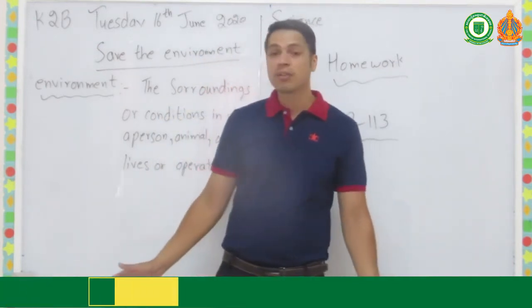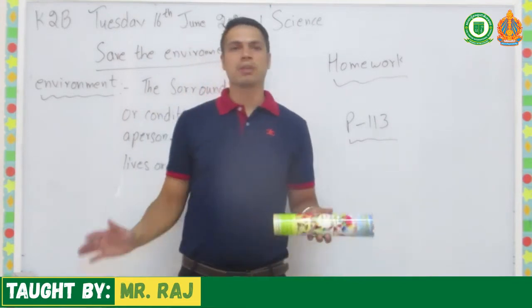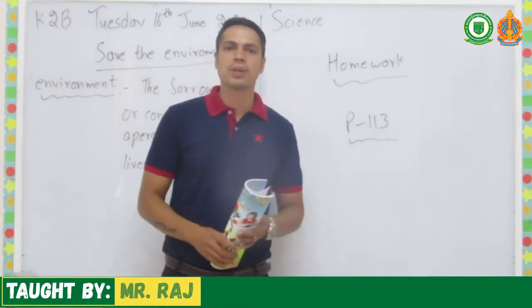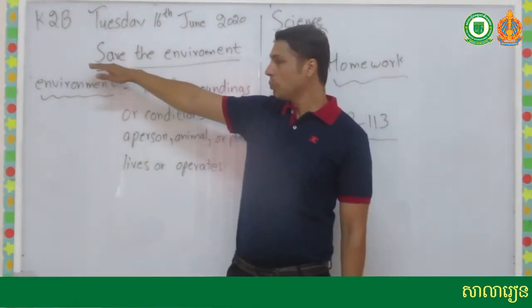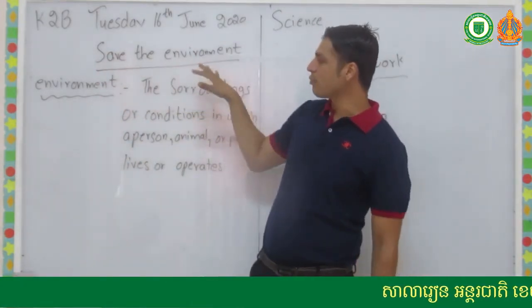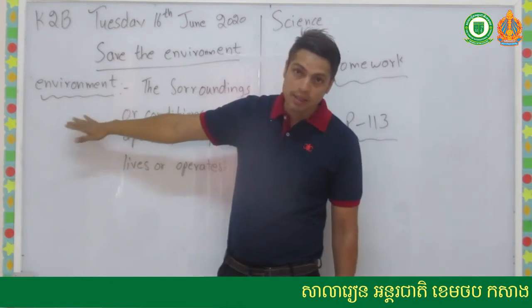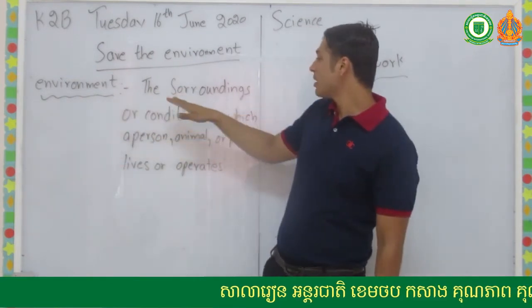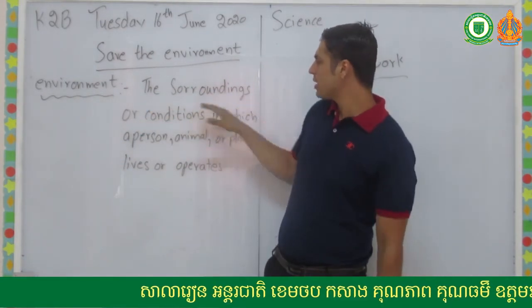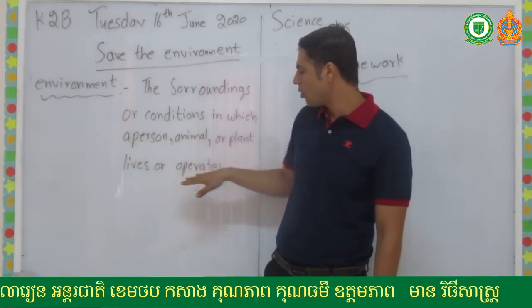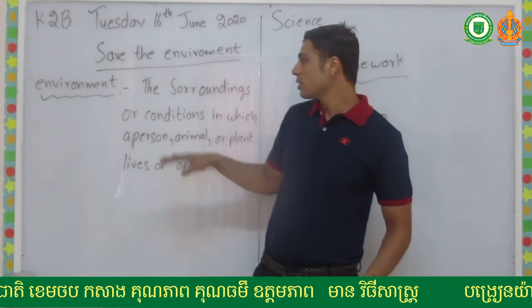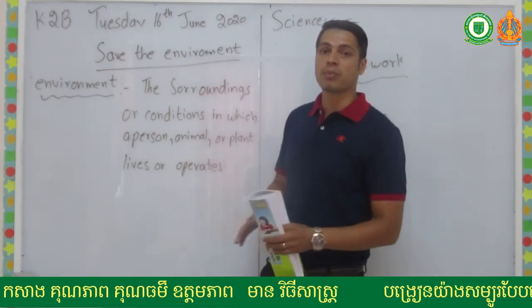So as you know, the third video is always about homework, but before I give you homework, I will explain one more time, okay? So today we learn about how to save the environment. So what is an environment? So the environment is the surroundings or conditions in which a person, animal or plant lives or operates, okay? So this is the definition of environment.